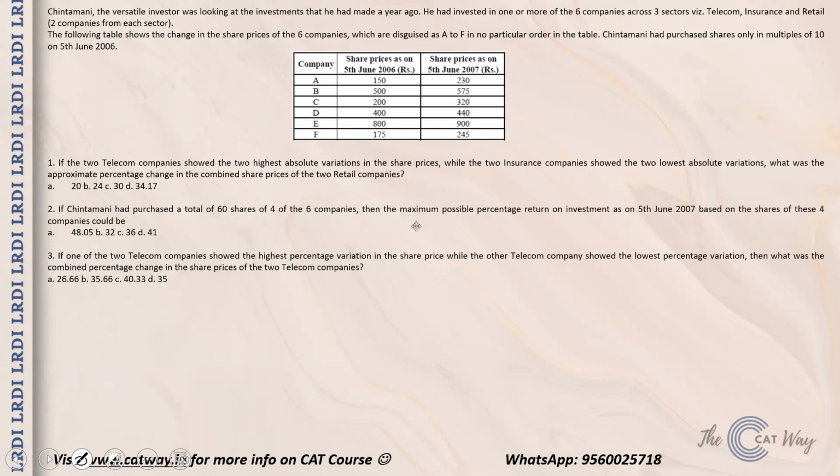Okay. So first let's calculate the absolute variation and then we will calculate the percentage change. All right. So let's see what do we have.